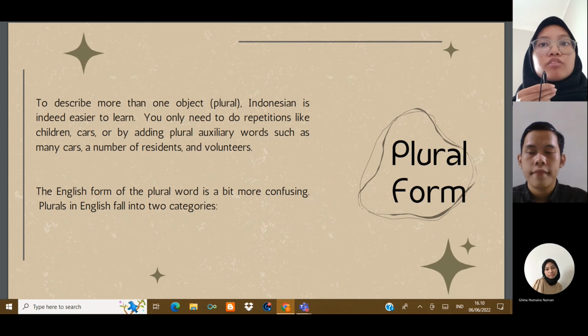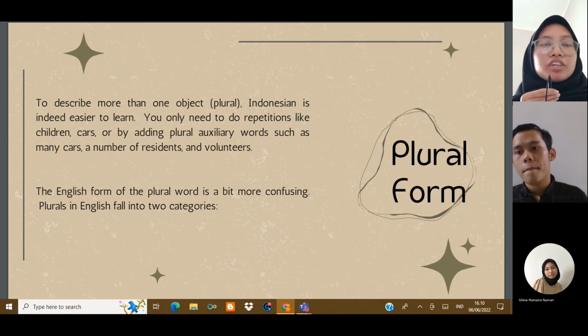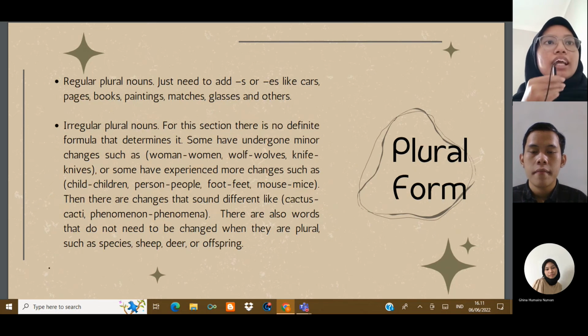Next one is plural form. To describe more than one object or plural, Indonesian is indeed easier to learn. You only need to do repetitions like children, car, or by adding plural auxiliary words such as many cars, a number of residents, and volunteers. The English form of the plural word is a bit more confusing. Plurals in English fall into two categories. First one is regular plural noun. Just need to add s or es like cars, pages, books, paintings, matches, glasses, and others.